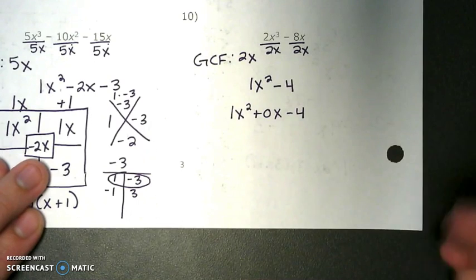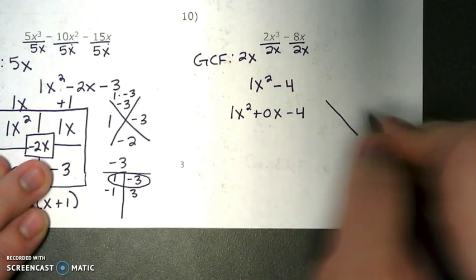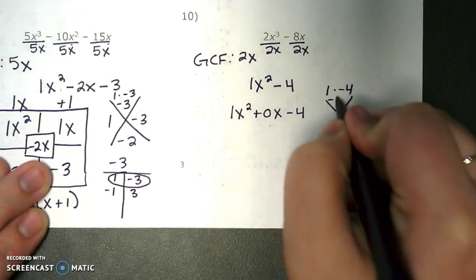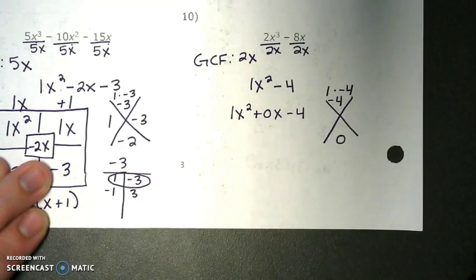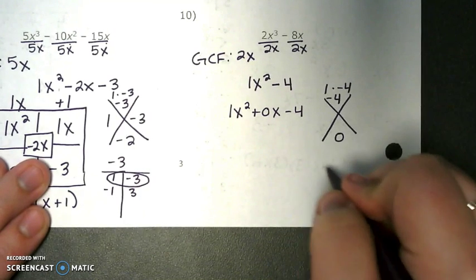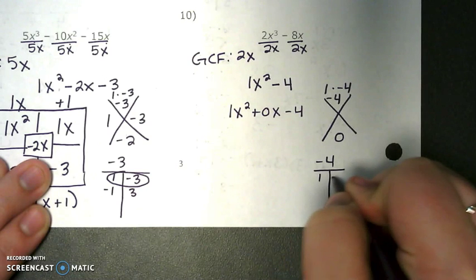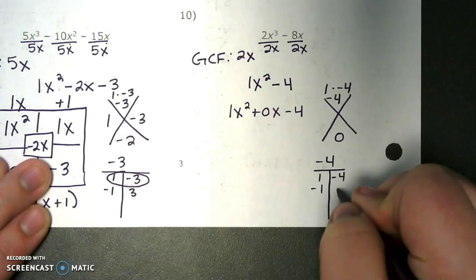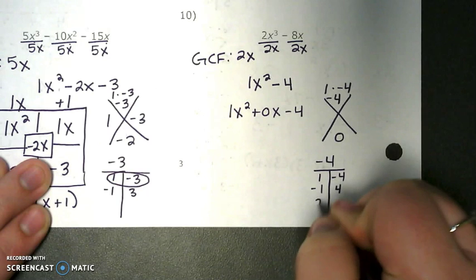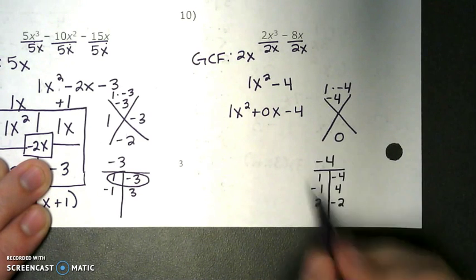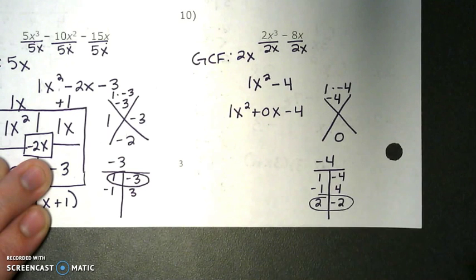Now, we're going to do the same exact thing. A times c, b goes on the bottom. b is just 0. So negative 4. So we've got 1 times negative 4, negative 1 times 4, and 2 times negative 2. Now there's no point in writing this one over since it's the same number. Now the ones that add to get 0 is just 2 and negative 2.